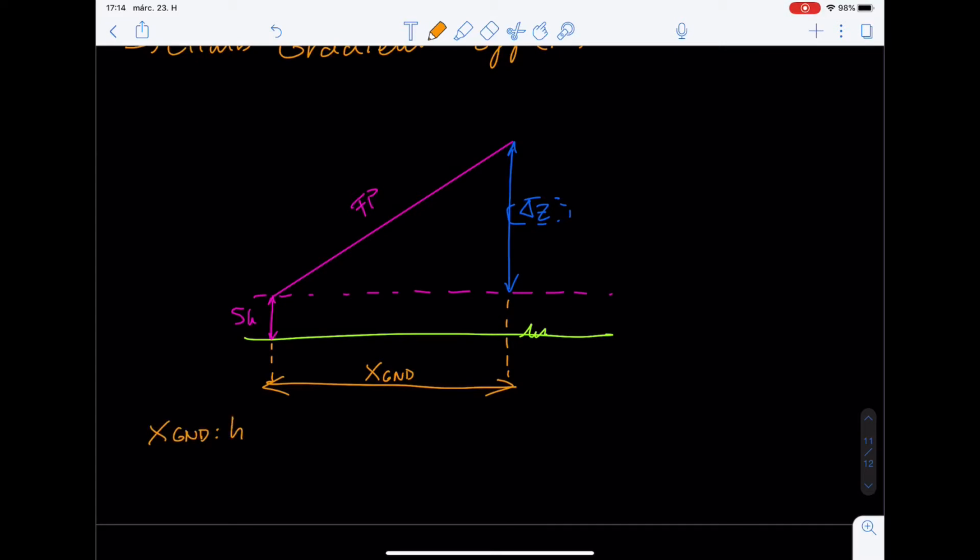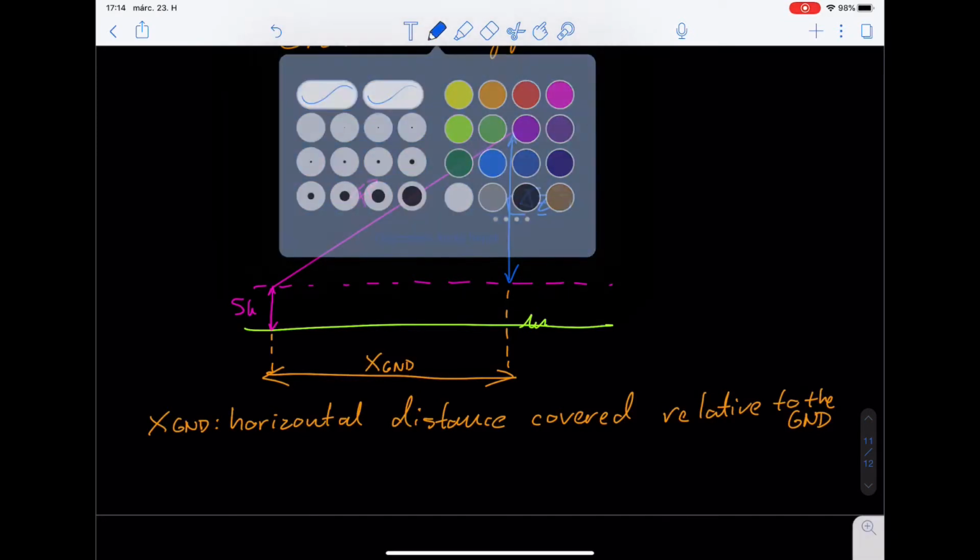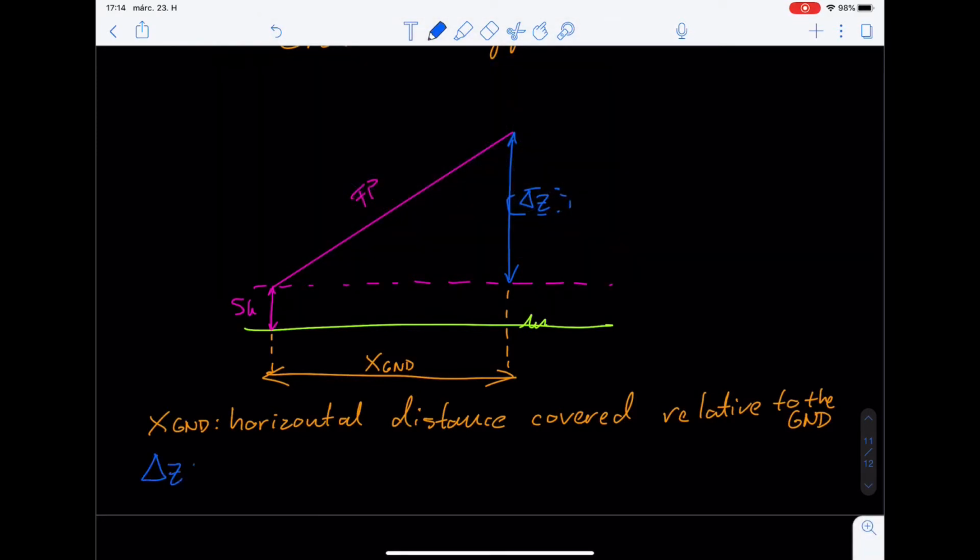The x, g, and d would be the horizontal distance that I cover on the ground, or relative to the ground, and the delta z is the height gained.